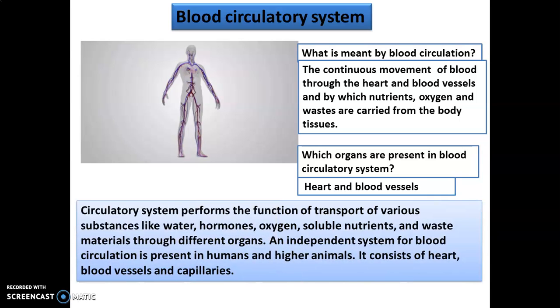Now, the circulatory system, as we have studied, performs the function of transport of various substances like water, hormones, oxygen, soluble nutrients which are required for the proper growth of the body, and waste material through different organs. Hormones are the chemical substances that are required for the growth of the body. An independent system for blood circulation is present in humans and higher animals. That means a different system for blood circulation. It consists of the heart, blood vessels and capillaries.